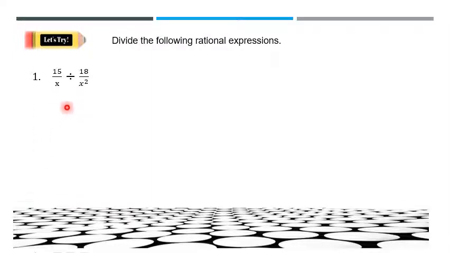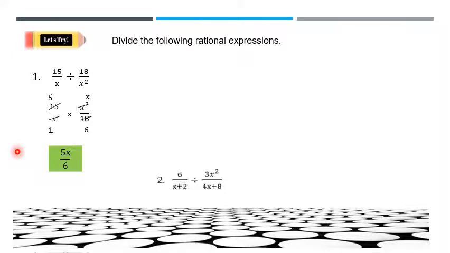We have 15 over x divided by 18 over x squared. Copy 15 over x, change the sign, then take the reciprocal. The GCF of 15 and 18 is 3, so divide both by 3: 15 divided by 3 is 5, and 18 divided by 3 is 6. Then for x and x squared, the GCF is x, so x divided by x is 1. Then multiply numerator to numerator, denominator to denominator. We have 5x over 6.